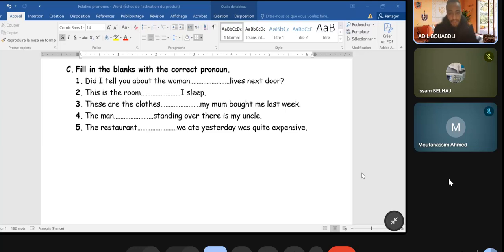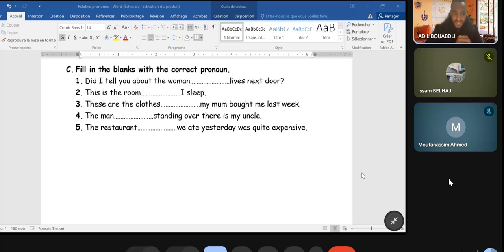Number four, the man, blank, standing over there is my uncle. So which pronoun should we use? Yes, exactly, who, because we have a person, the man. So the man who is standing over there is my uncle. And the last one, the restaurant, blank, we ate yesterday was quite expensive. So which pronoun should we use? Exactly, because we have a place, so we should use where. So the restaurant where we ate yesterday was quite expensive.